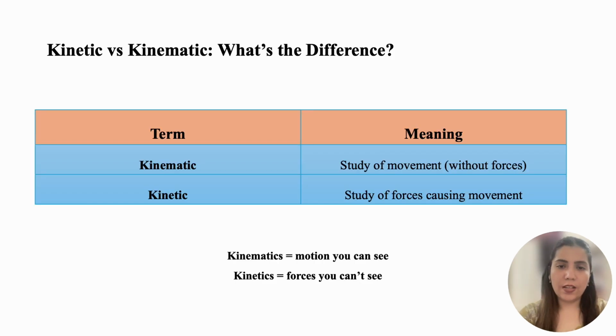Before actually starting with open and closed kinematic chains, these two terms, kinetics and kinematics, are sometimes used interchangeably, but actually they have different meanings. Kinematics is the study of movement, and kinetics is the study of forces which are producing those movements. So kinematics is the motions that you are able to see with your eyes, the motions of your joint segments, whereas kinetics is the forces which you can't see, but these forces are responsible for producing the motions at different joint segments.